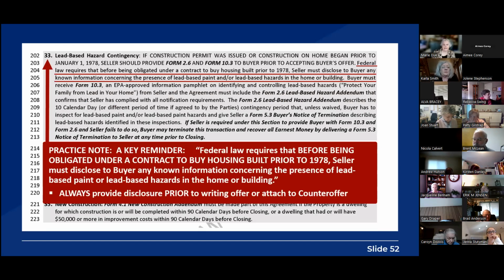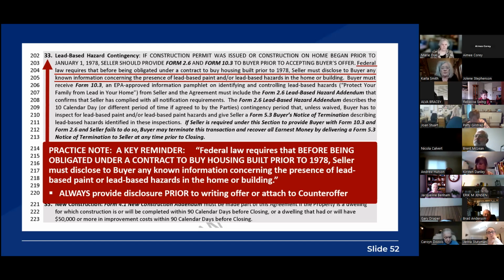Lead-based hazard, again, we put it in here. We've already gone over that form, but federal law requires that before being obligated to a contract to buy a housing unit built prior to 1978, seller must disclose to buyer any known information concerning the presence of lead-based paint. Again, it's seller to buyer. We are just the conduits to get it to them.